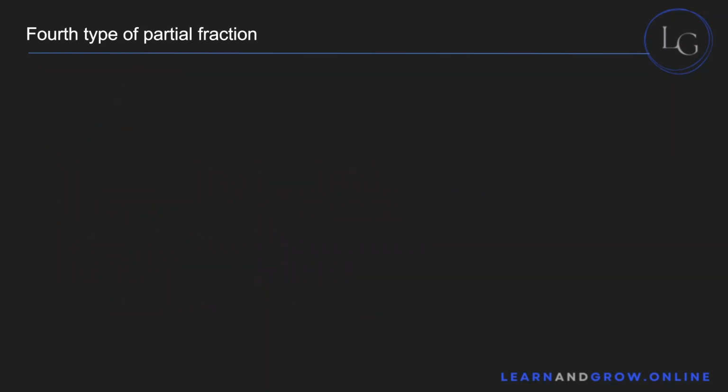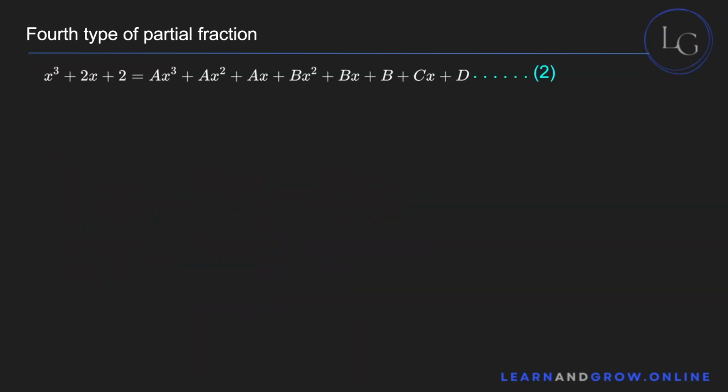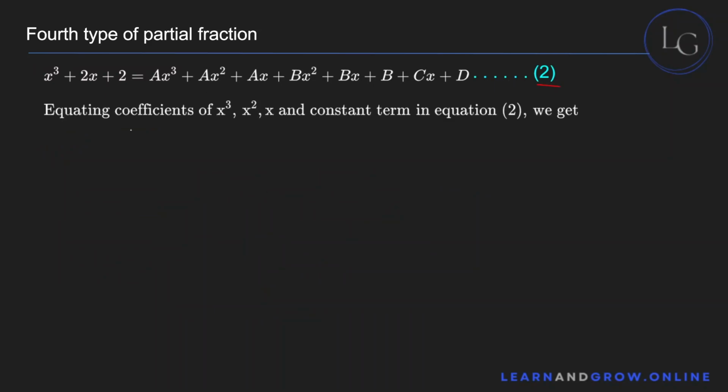Now, what will you do? After actually calculating these entire expressions, after multiplying this expression with this expression, you basically get this whole equation, and we'll call this equation number 2. Now, you'll simply equate the coefficients of x cubed, x squared, and x on the left hand side and the right hand side equal to each other.